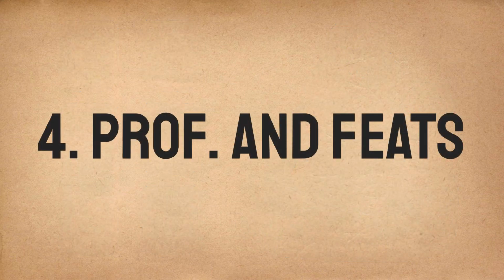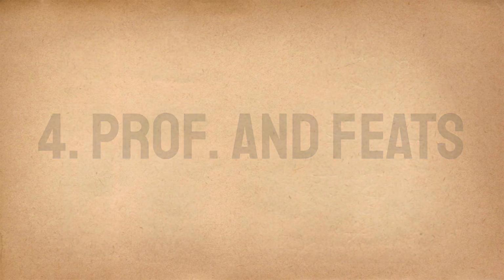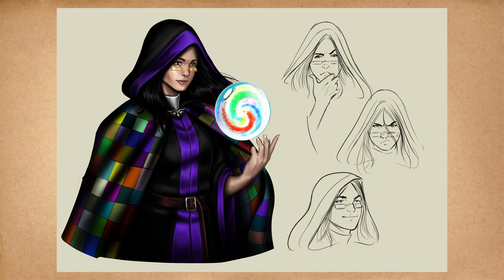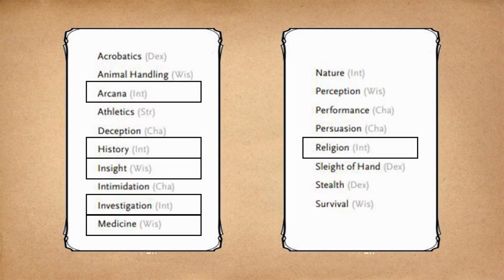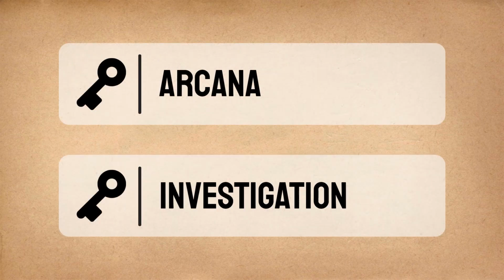Part 4, Proficiencies and Feats. Now that we've gotten to Part 4, let's take a look at the proficiencies that Khana gets from being a wizard. As a wizard, you get to choose 2 proficiencies from Arcana, History, Insight, Investigation, Medicine, and Religion. For Khana, I would choose Arcana and Investigation.